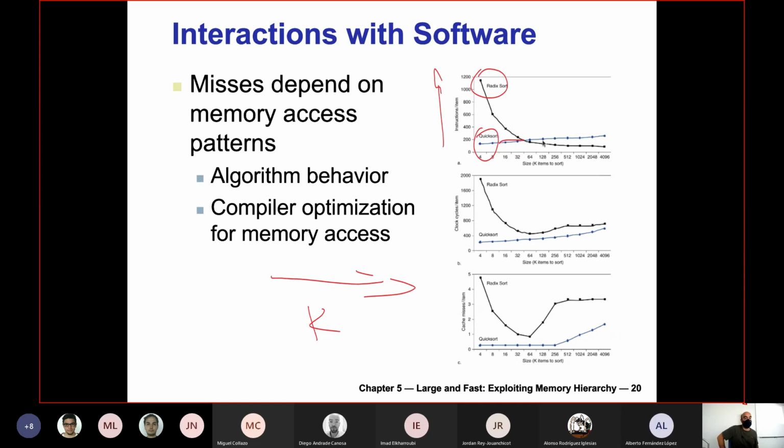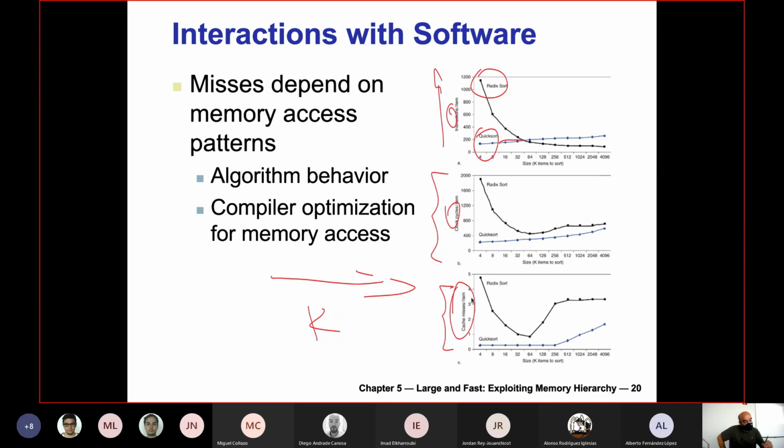Okay? This is another comparison regarding clock cycles. And obviously, if you have more instructions, the obvious consequence is that it's going to require more clock cycles, okay? So the evolution of both lines is almost the same as in the above figure, okay? But this is the perspective of the cache performance, okay? This is a comparison of the evolution of the cache misses per item ordered, depending on the size of the vector to be ordered.